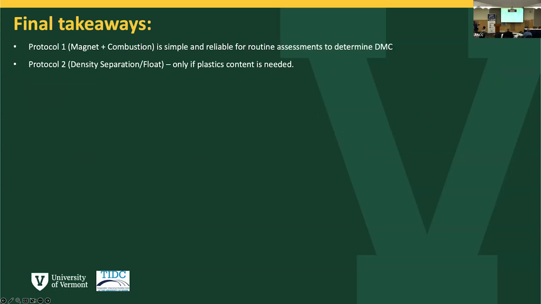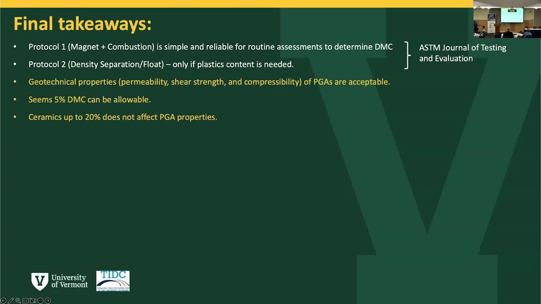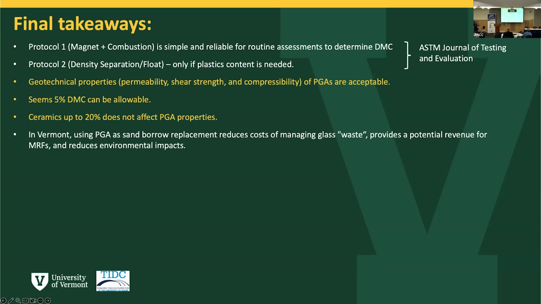So, final takeaways. As I said, protocol 1 that we developed, which is magnet and combustion, is simple enough and can be operationally adopted. Protocol 2 for plastic, we are recommending only if people are interested in it. Our paper is already published or getting published in the Journal of Testing and Evaluation for ASTM. As I said, geotechnical properties are acceptable, and economic analysis also showed benefits.